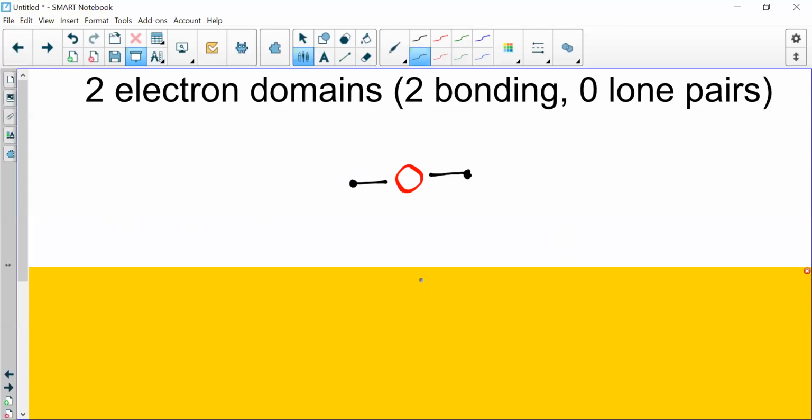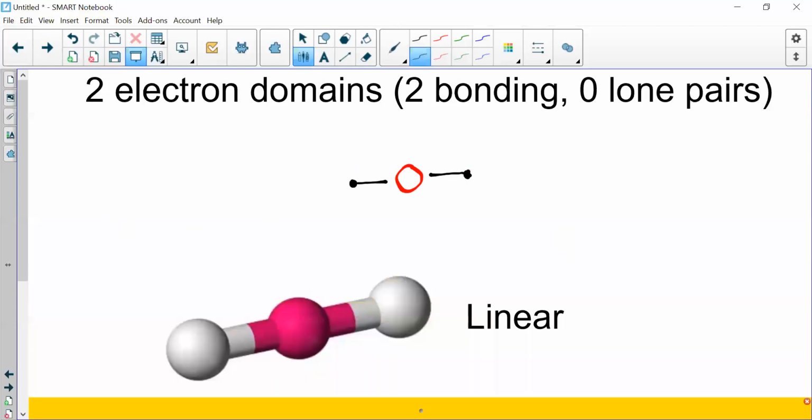And we call this linear. Forms a straight line. Okay, now this could be a triple bond and a single bond. This could be a double bond and another double bond. And if you are going to violate the octet rule, it can be a single bond and a single bond, as long as there are no lone pairs here.